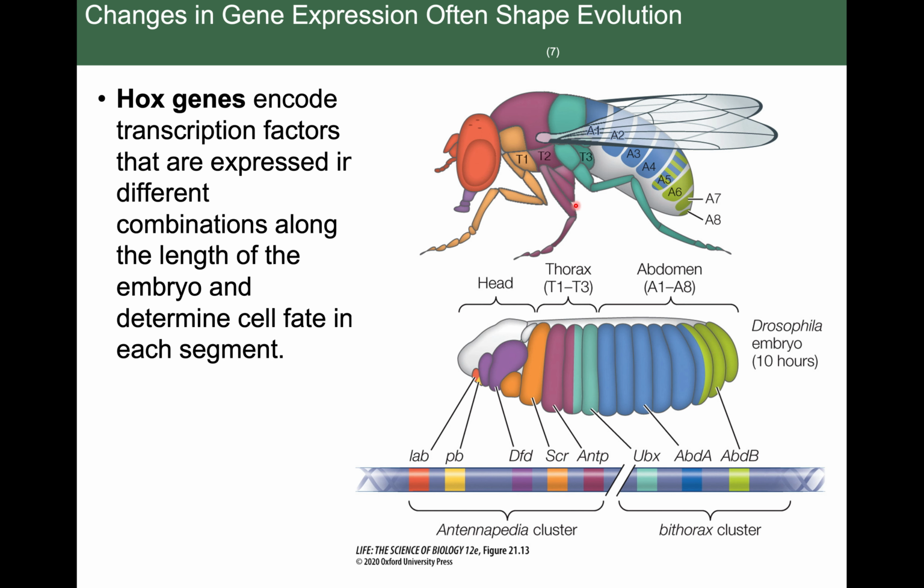And what you can see at the top here is that these different color-coded sections of the embryo are going to give rise to these different portions of the adult fly. Okay, and so it turns out that where these individual Hox genes are expressed is actually what's determining the overall morphology and body pattern in the adult fly.